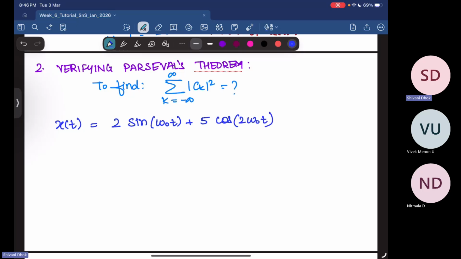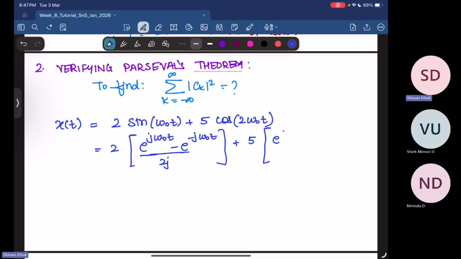So this is a sinusoid. So again we'll use Euler's representation. So what we get is 2 times sine theta, which is e power j theta minus e power minus j theta divided by 2j, plus 5 times cos of theta, so you have e power j 2 omega naught t plus e power minus j 2 omega naught t, whole divided by 2.